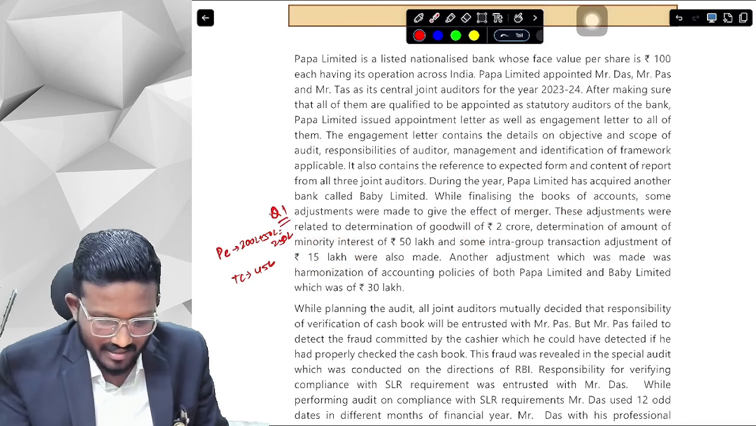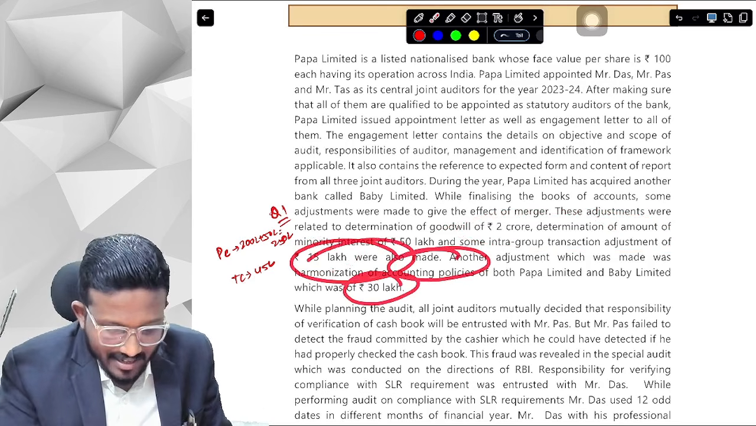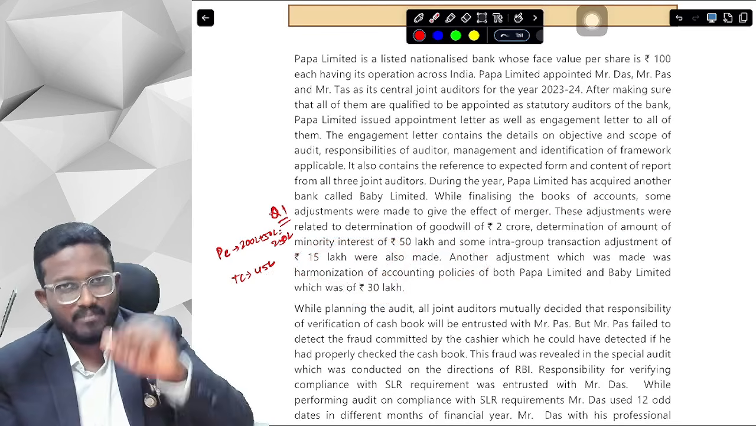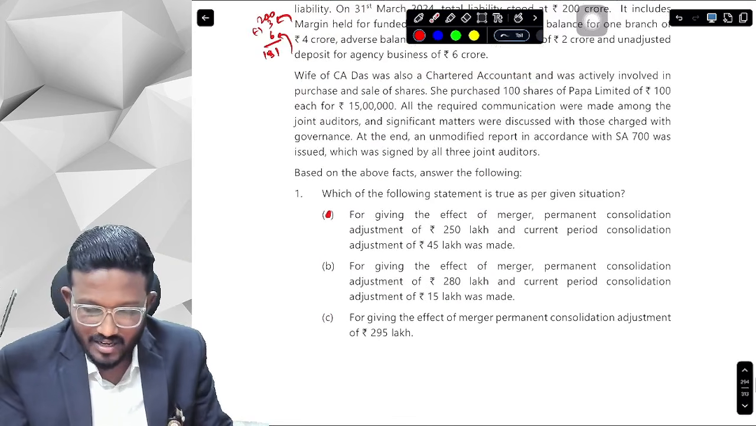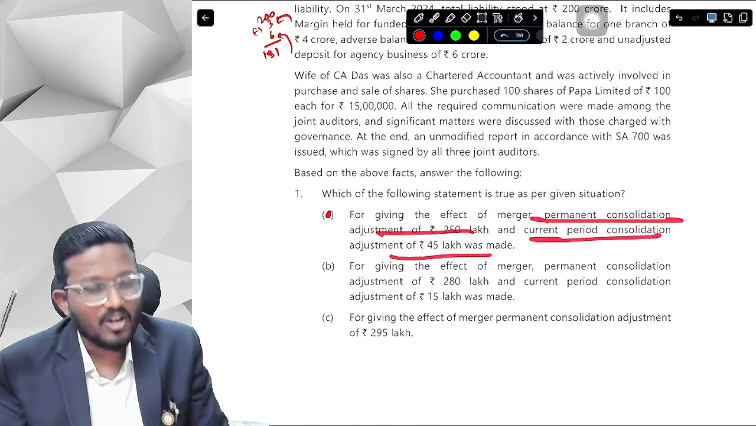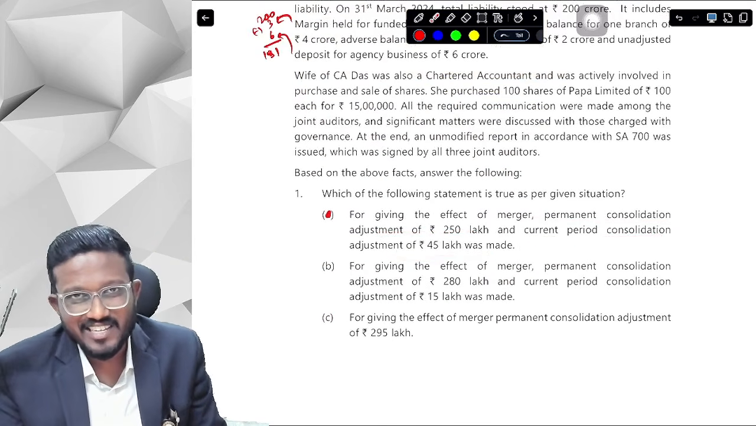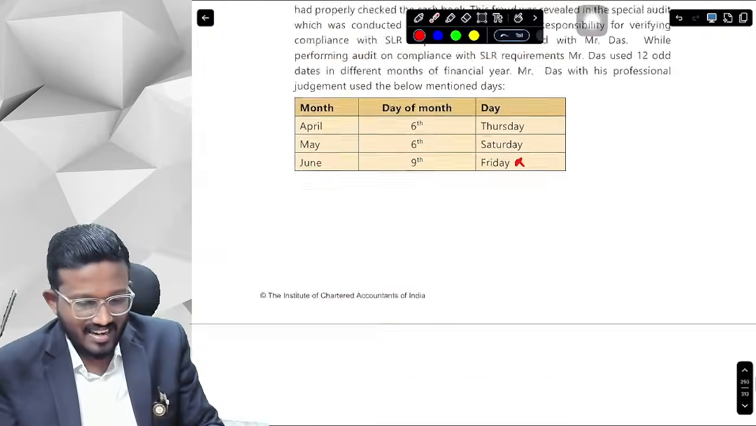And second, there is harmonization of accounting policy of 30 lakh. That is also a temporary adjustment. So 45 lakh is your temporary adjustment. So 250 lakh is your current permanent adjustment, and 45 lakh is your temporary adjustment, the current period consolidation adjustments. Okay, yes sir. Next is what, sir?